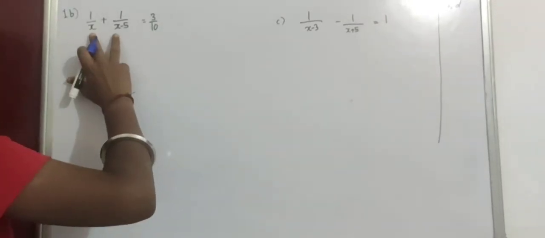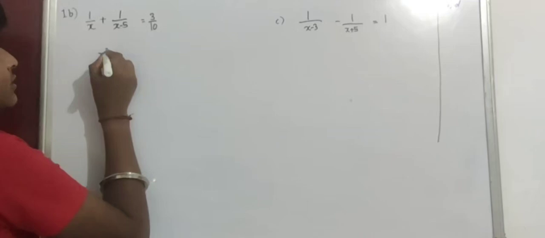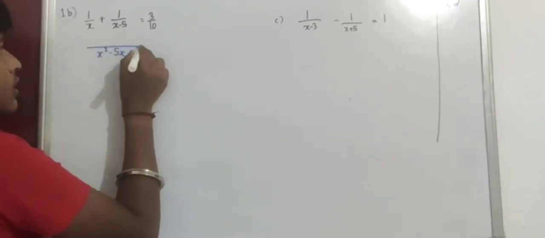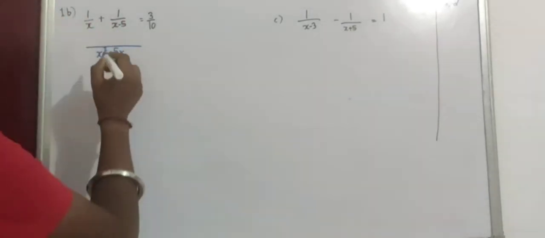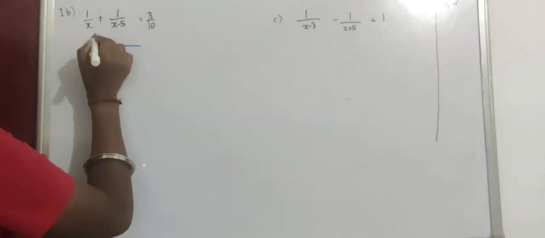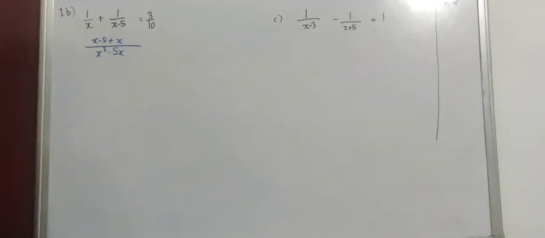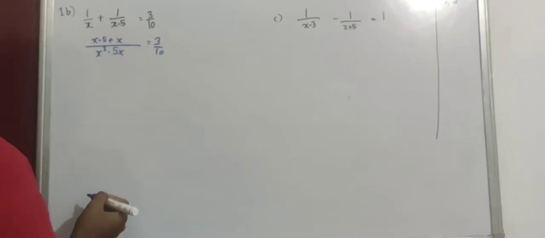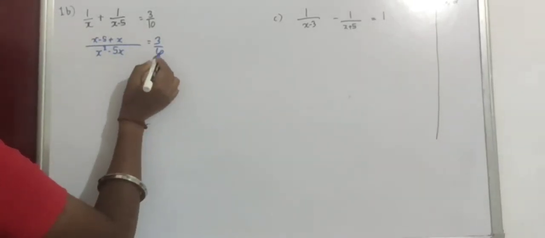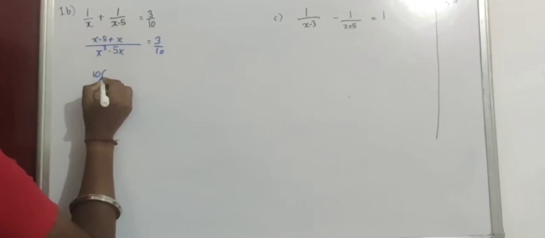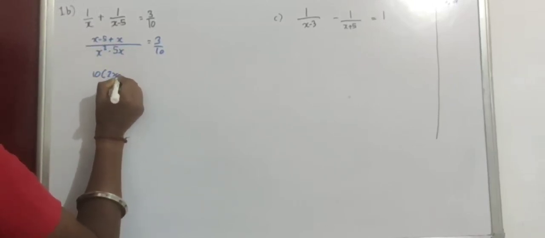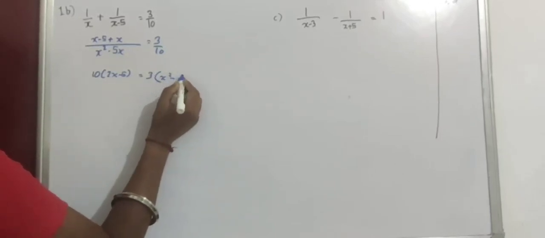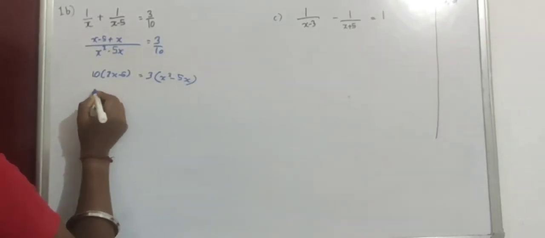Here first I have taken the LCM of x and x minus 5, so it will be x square minus 5x. Above we have x minus 5 into 1, that is x minus 5, plus x into 1, that is x, equals 3 by 10. Now 10 into this part, so 10 into x and x minus 5 is 2x minus 5, equals 3 into this part, x square minus 5x.